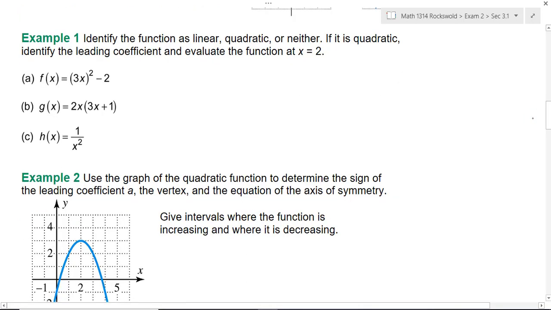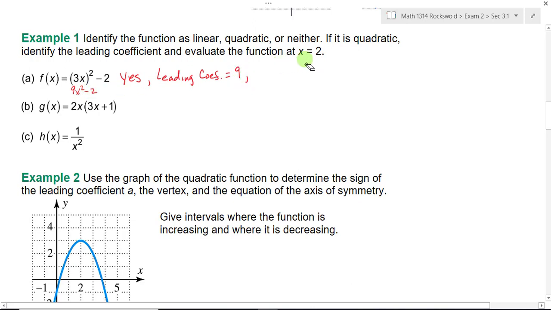In example 1, we're asked to identify the function as linear, quadratic, or neither. If it's a quadratic function, then we want to identify the leading coefficient and evaluate the function at x equals 2. Does a represent a quadratic function? Yes, it does. What is it that makes this a quadratic function? The fact that this is squared. What would our leading coefficient be here? It's 9, because that 3 is being squared along with the x. So if I took care of squaring that, I would end up with 9x squared minus 2, so the leading coefficient here would be 9.